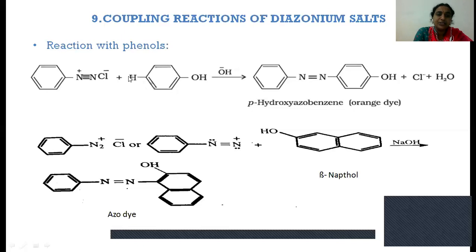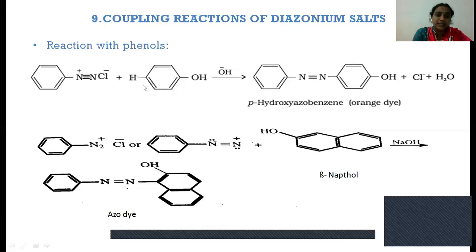So from here the H and from here the Cl eliminate as HCl and produce the azo compound, which is also called para hydroxy azobenzene. N double bond N is called azo. Para hydroxy azobenzene, so this compound is called a dye.